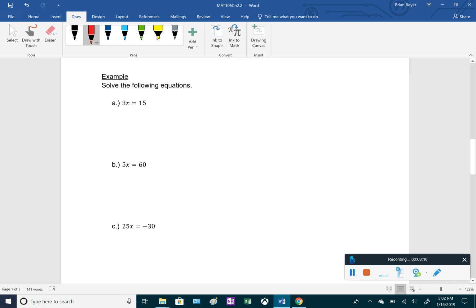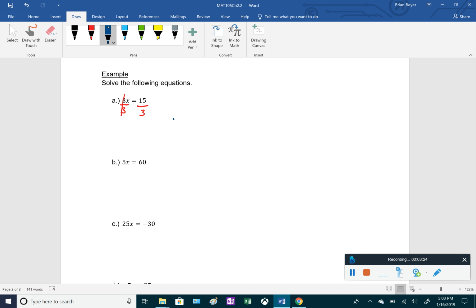So some examples here. So let's solve the following equation. So we have 3x equals 15. So this is pretty much the one that we just did. So since we're multiplying, we're going to divide both sides by 3. 3 divided by 3 is 1. So we get x equals 15 over 3, which is 5.